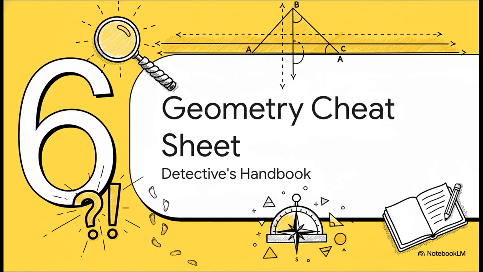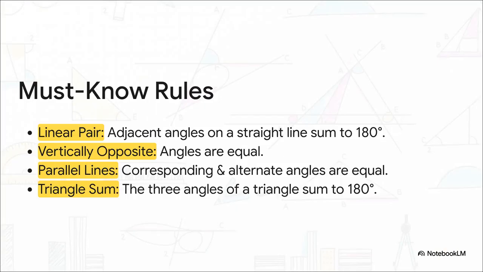You see, all these concepts are connected. We've cracked the case, but before you head out, let's put together the ultimate cheat sheet. This is your detective's handbook, a quick summary of the essential rules you're going to need for any geometry case you have to solve from here on out. All right, here are the absolute must-knows. A linear pair on a straight line adds up to 180. Vertically opposite angles are always equal. When a transversal cuts parallel lines, remember, corresponding are equal, alternate interior are equal, and consecutive interior add up to 180. And of course, the angles in a triangle add up to 180. This is your toolkit. Master it.